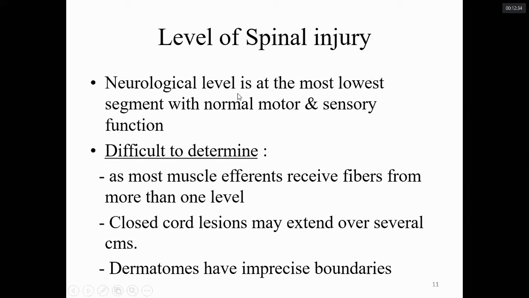Suppose there is a fracture of T10, a thoracic 10th vertebral fracture. Then you should look below the vertebral fracture. When complete motor and sensory function is present, that is the lowest level. Suppose there is incomplete motor activity at the L5 level, then you cannot consider it the lowest neurological level. For the lowest neurological level, there should be complete motor and sensory function. That is the lowest level of spinal cord injury.